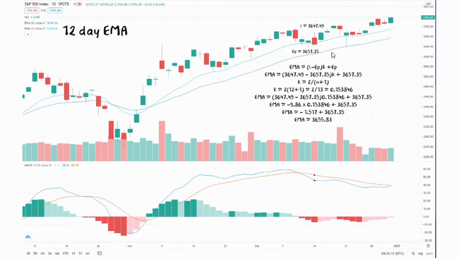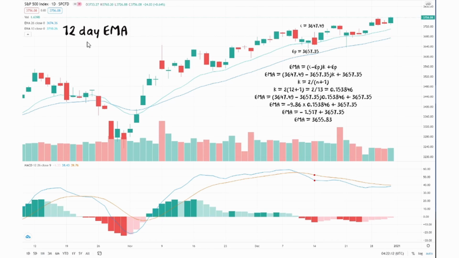Now let's calculate the 12-day EMA for December the 14th. The closing price will remain the same for December 14th, which is $3,647.49. The previous period's EMA will be a little bit different because we're now looking at the 12-day EMA, and that is going to be $3,657.35. So we subtract that value from the close, and we get negative 9.86. We're then going to multiply that by K.